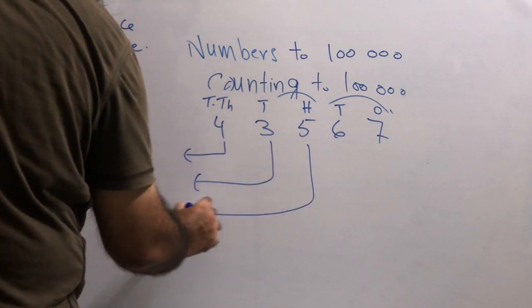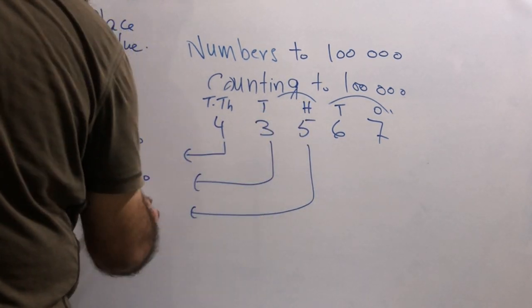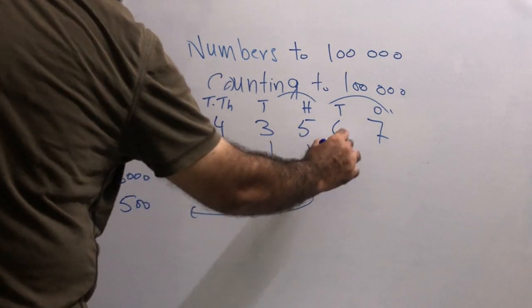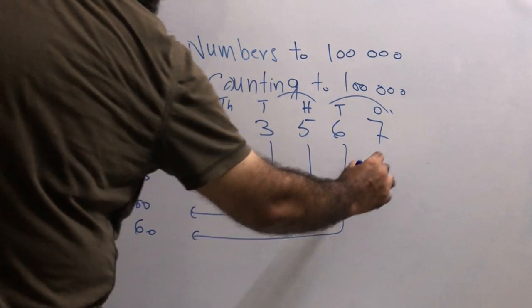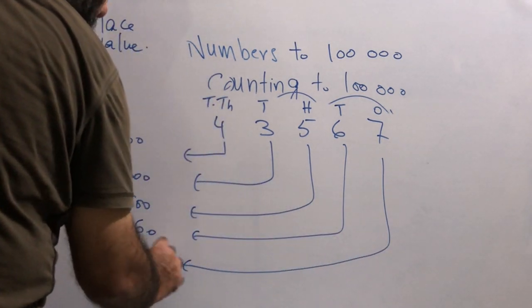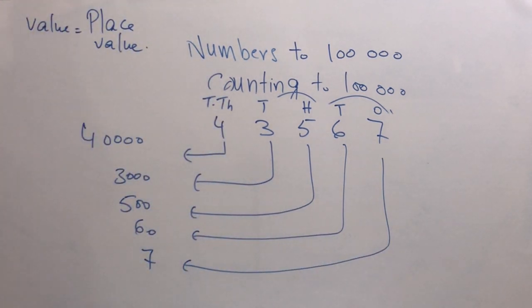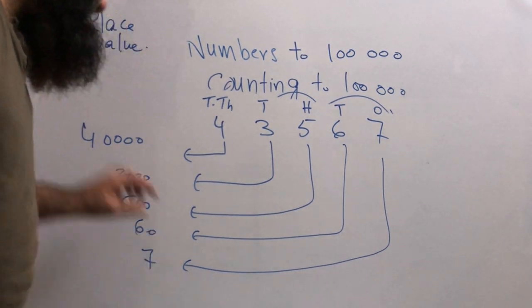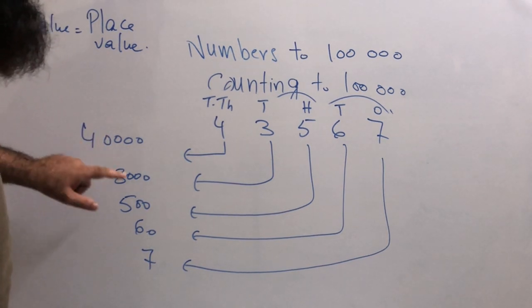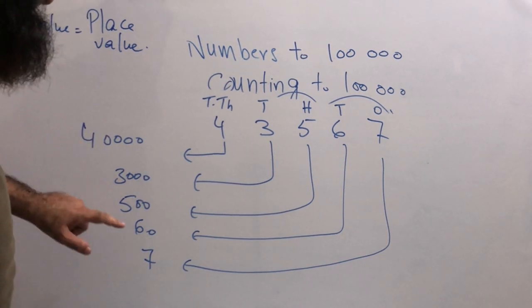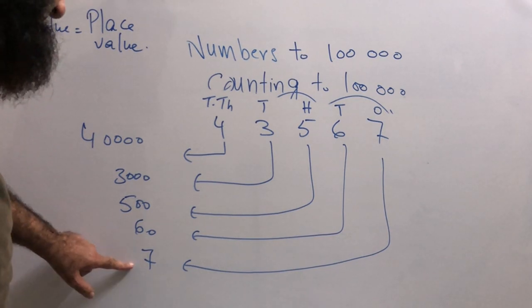Place value of 5, we know that it is under 100, 500. Place value of 6, we know that it is 60. Place value of 7, we know that it is 7. So it is written in this way, and below this it is mentioned value of digit 4 is 40,000, value of 3 is 3,000, value of 5 is 500, value of 6 is 60, value of 7 is 7.